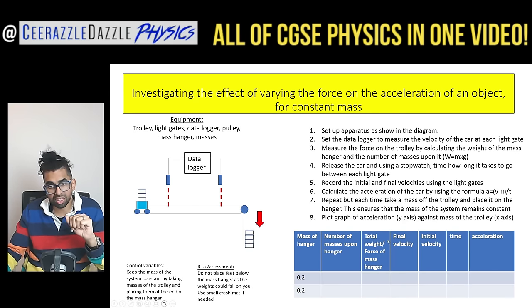So therefore, we can get the final velocity, initial velocity, and time taken. We can work out acceleration as the change in velocity divided by time. How are you going to get the force? That's simply going to be mass times gravity over here. And look, we've got our control variables.